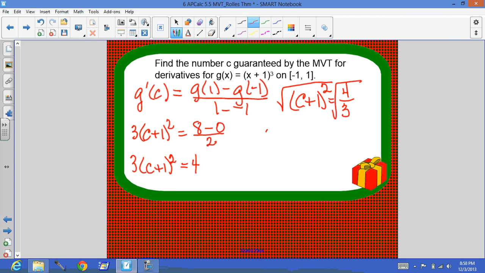To solve this, take your square root of both sides, right? Until you get c plus 1 equals plus or minus, don't forget that, 2 over square root of 3. And so then c is going to equal negative 1 plus or minus 2 over square root of 3.